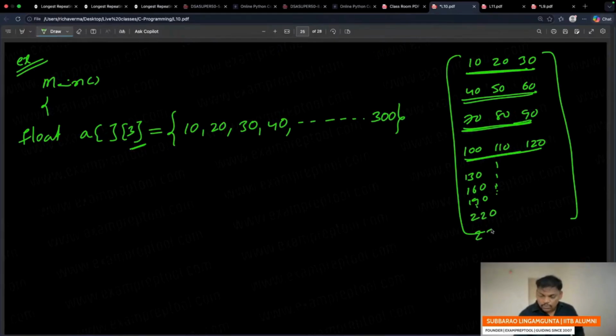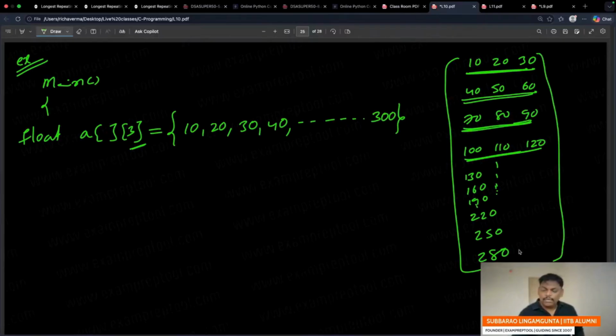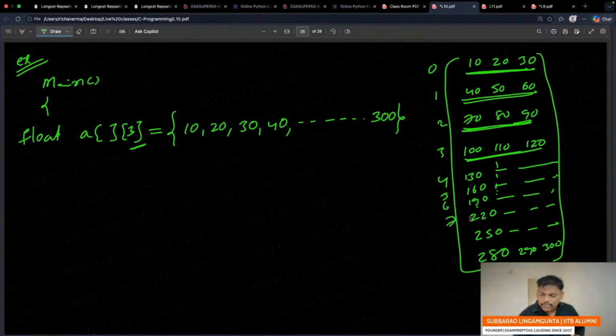220, 250, 280. Right? That's it. See how many rows? These many rows are there. 280, 290, 300. Right, fine. 10 rows. Check yourself. My intention is 10 rows. 0th row, first row, second row, third row, fourth row, fifth row, sixth row, seventh row, eighth row, ninth row. 0 to 9, which is going to be 10.